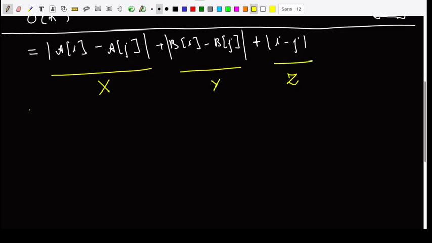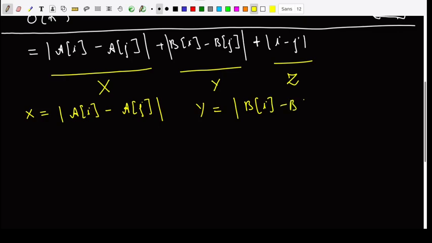So what I am essentially trying to say here is that let us say X is equal to modulo of A[i] minus A[j], Y is equal to modulus of B[i] minus B[j], of course, and Z equals modulus of i minus j. All right.